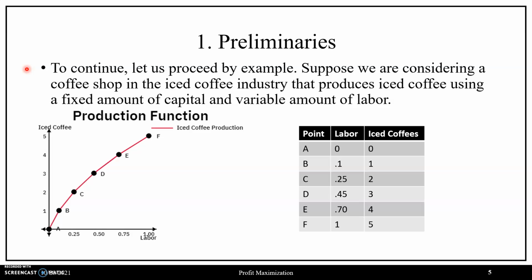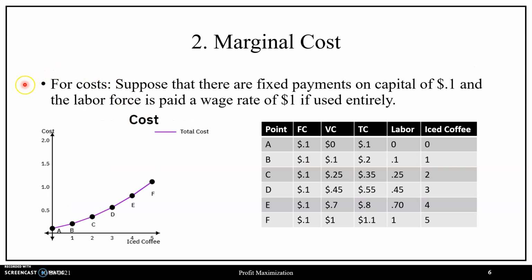in the iced coffee industry that produces iced coffee using a fixed amount of capital and a variable amount of labor. We have their short-run production function below, with the percentage of the labor force being used on the horizontal axis and output in terms of iced coffee produced on the vertical axis. As the percentage of the labor force increases, the quantity of iced coffee produced increases as well, at a decreasing rate due to diminishing marginal returns, two properties of a production function that we've seen in prior analysis. Now moving on to our cost structure.